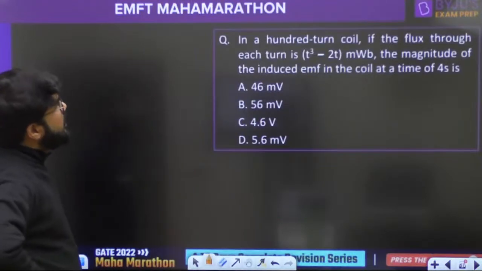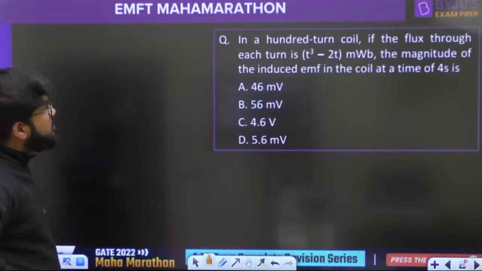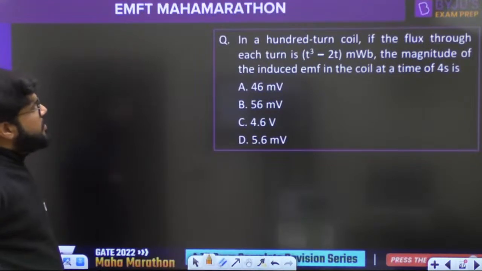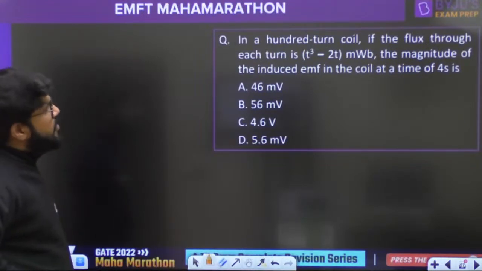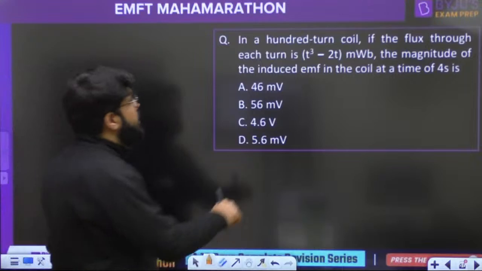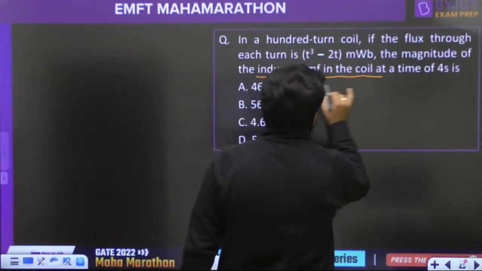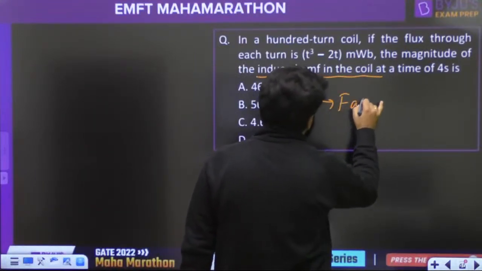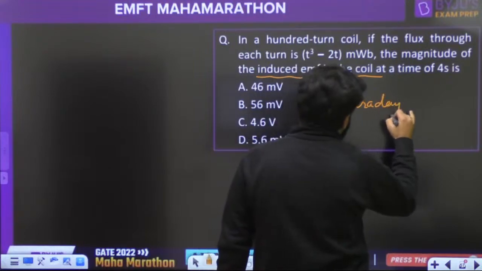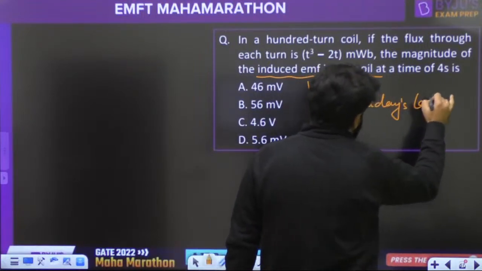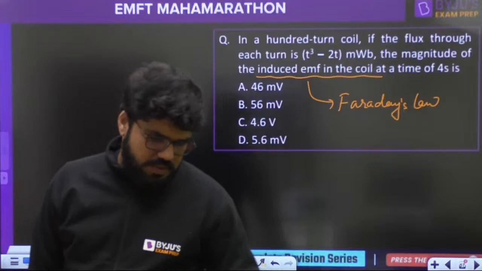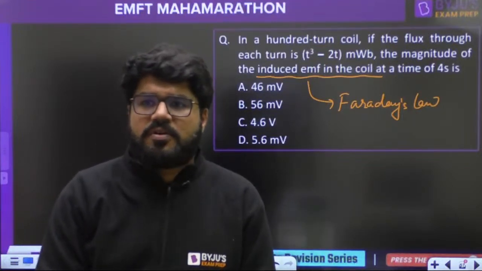In a 100-turn coil, if the flux through each turn is t cube minus 2t milliweber, what is the magnitude of the induced EMF in the coil? Induced EMF in the coil. Faraday's law. This is a question on Faraday's law.